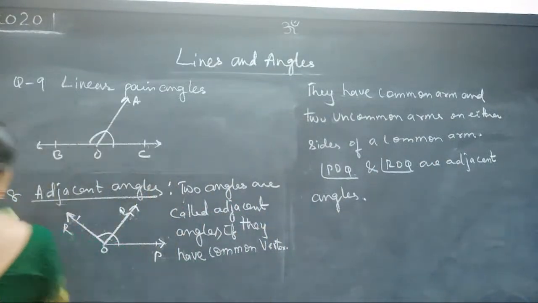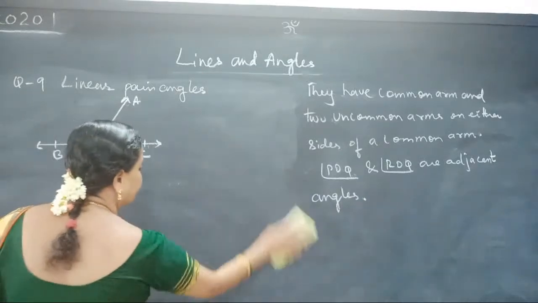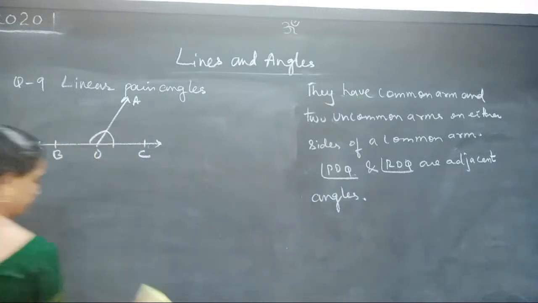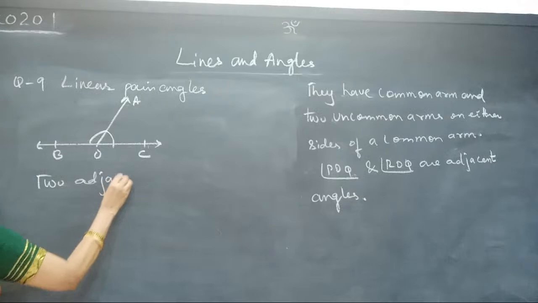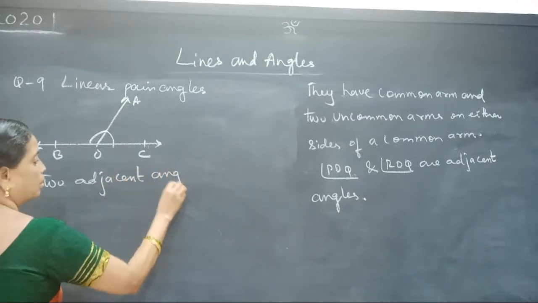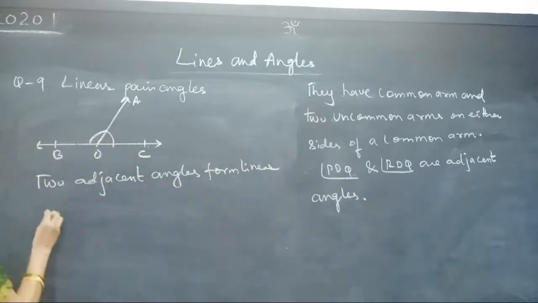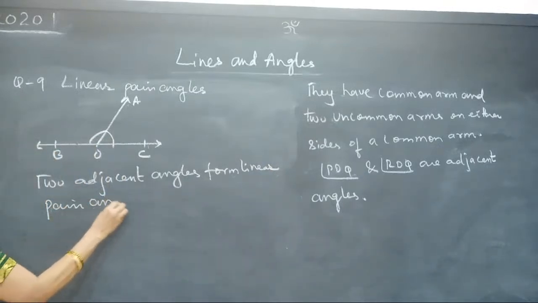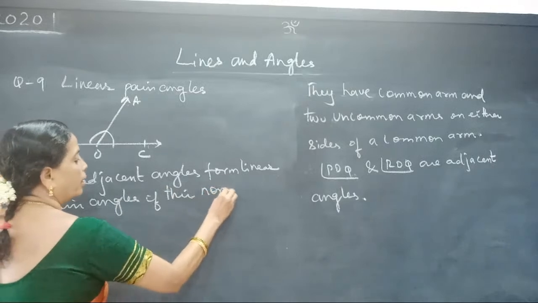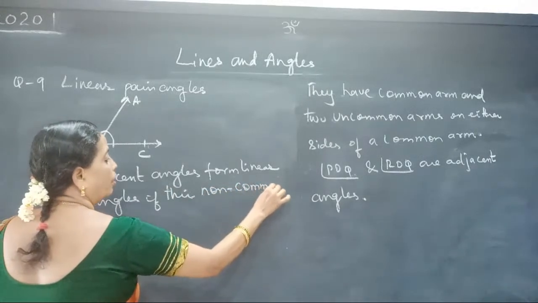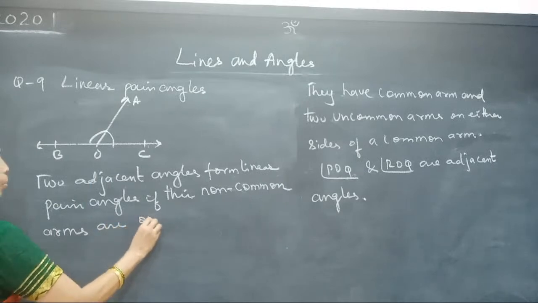So draw the figure, and below the figure you write: two adjacent angles form linear pair angles if their non-common arms are opposite rays.